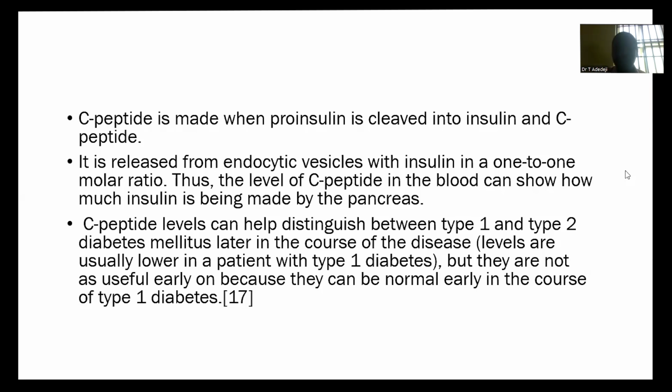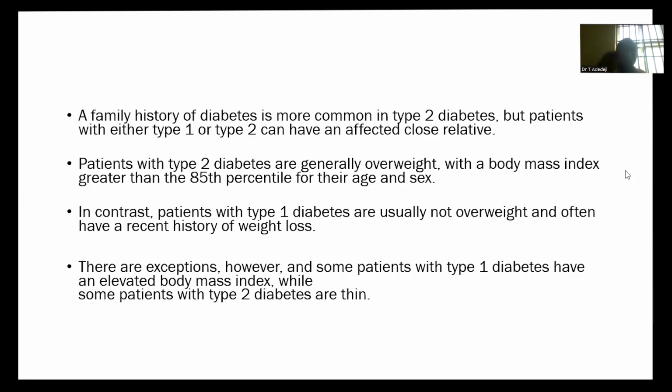C-peptide is made when proinsulin is cleaved into insulin, and C-peptide is released from secretory vesicles with insulin. It is usually lower in patients with type 1 diabetes, but it is more useful in the early phase of diagnosis and monitoring, rather than in the late course of type 1 diabetes. A family history of type 1 diabetes is more common in type 2, but patients with either type 1 or type 2 can have affected close relatives.